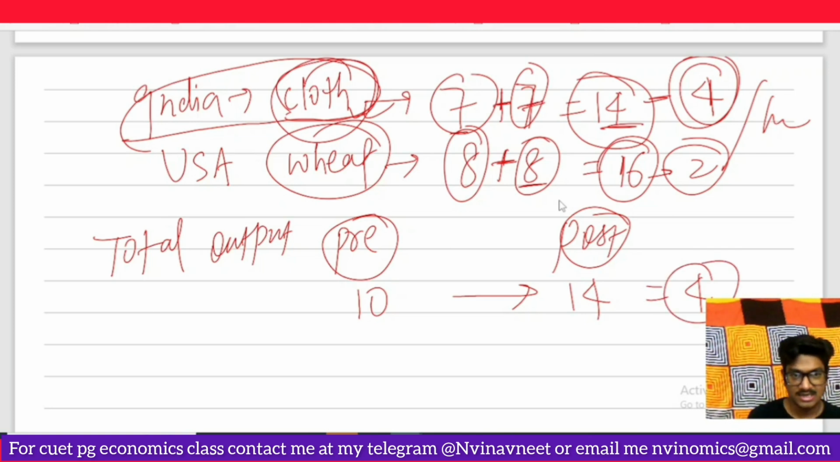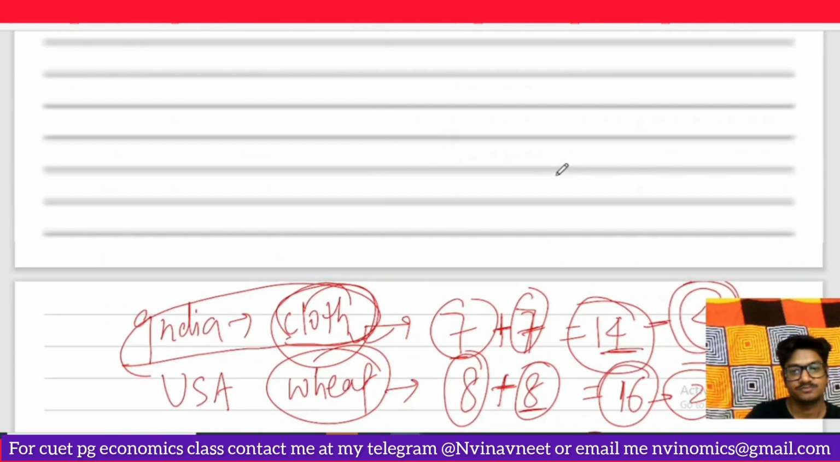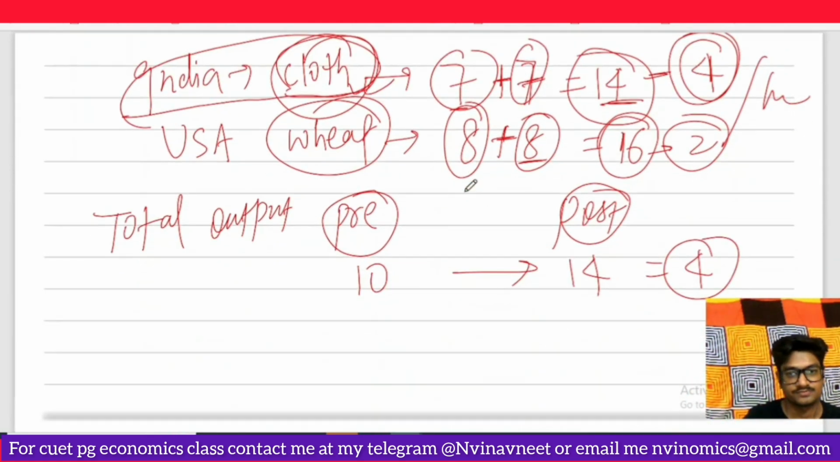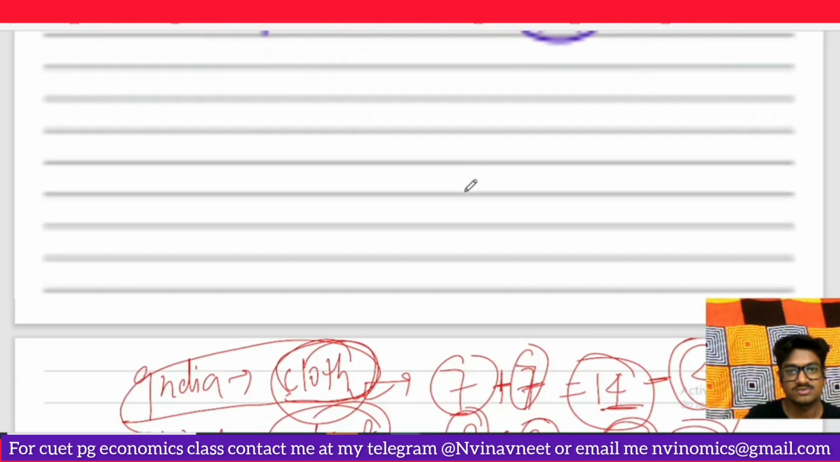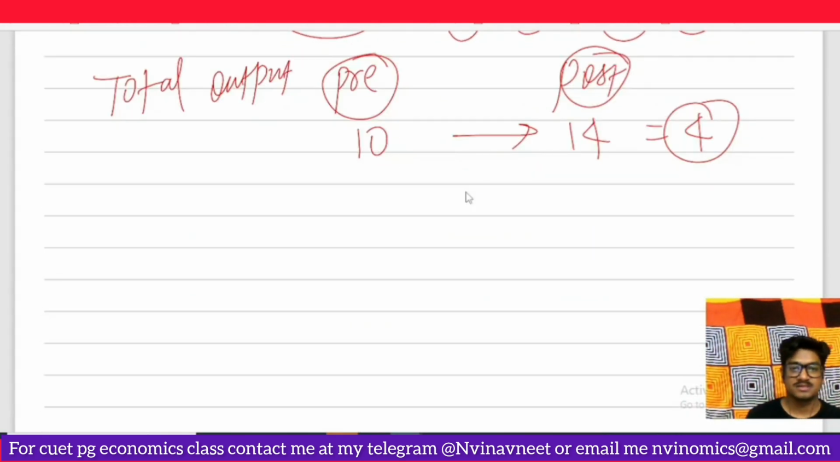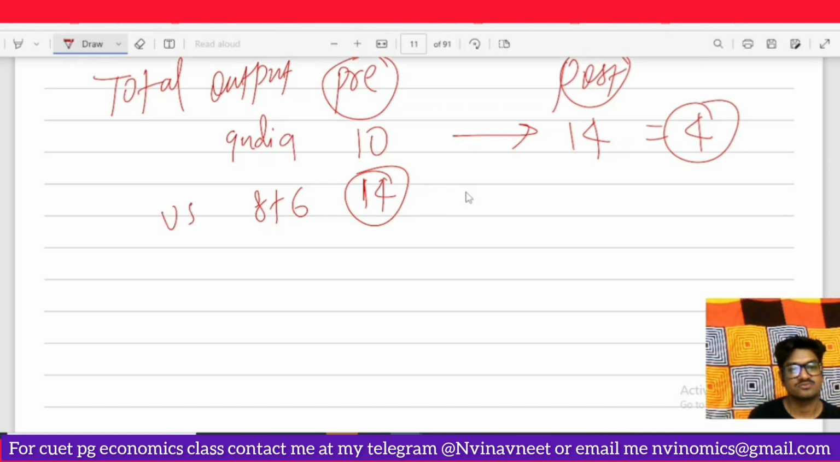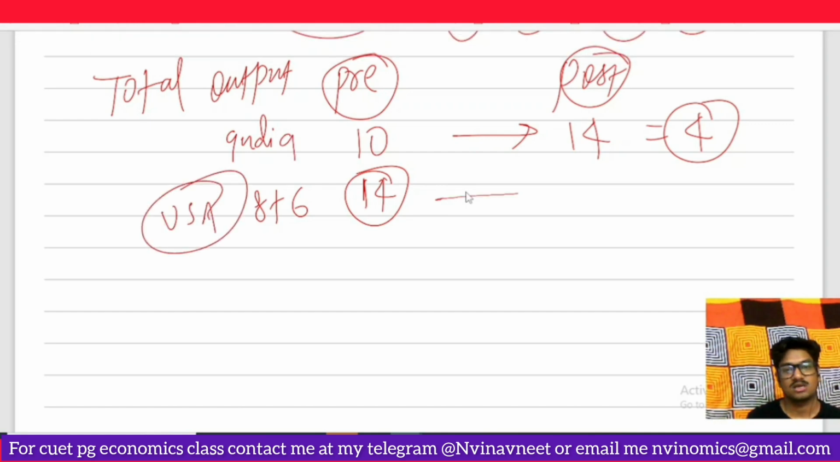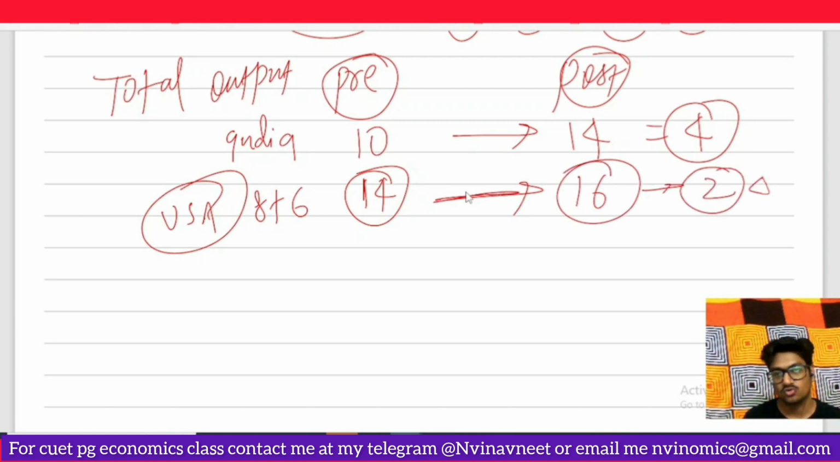Earlier USA was producing total, here we have seen 8 plus 6, 14. You can see there we have explained. So 8 plus 6, that was 14 unit before trade. This is for India, this is for USA. After trade, what happened? This 14 become 8 plus 8, that is 16. So total gain is 2, delta output. So India has gained more. So overall economy is gaining 6.